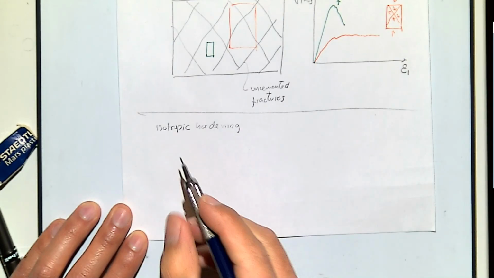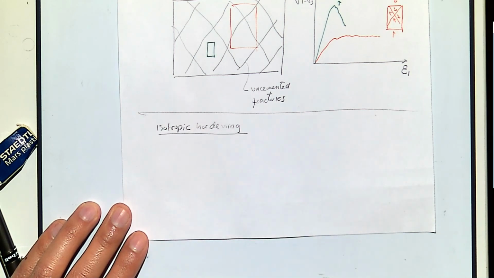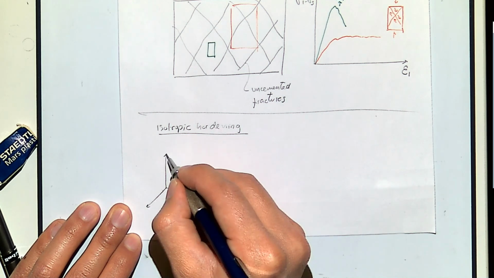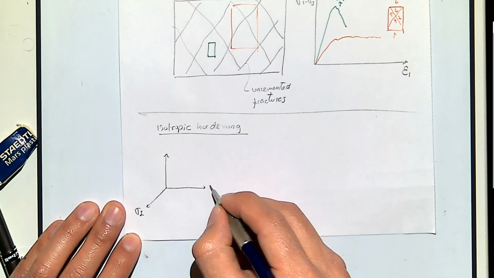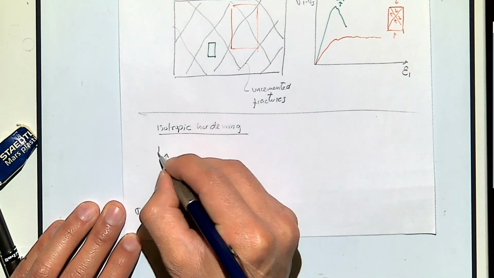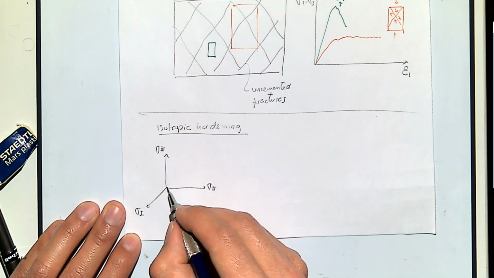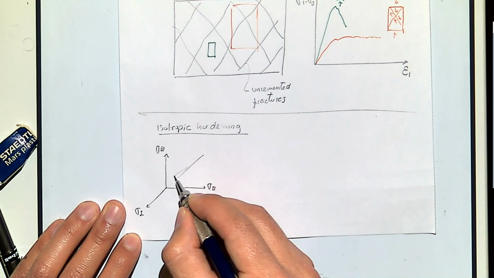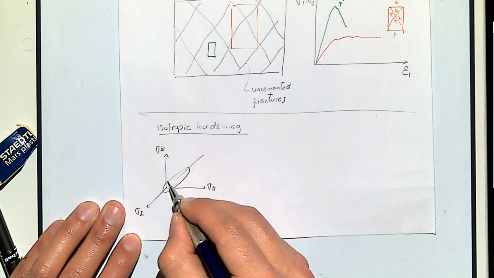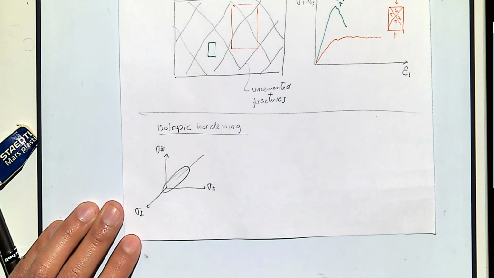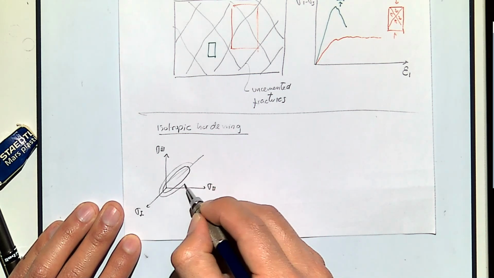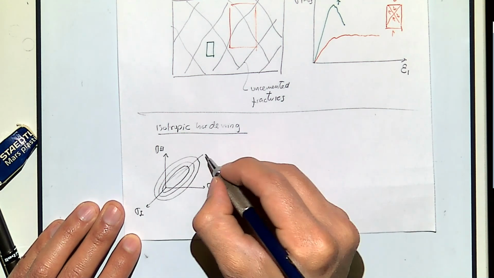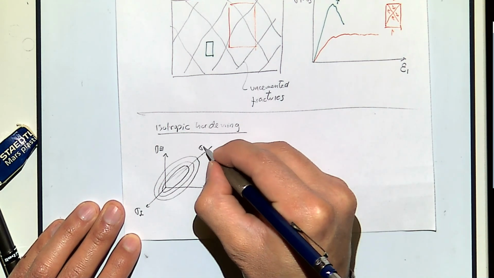And isotropic hardening would mean that in our principal stress space, if this is the isotropic axis and this is my, say, my yield surface, that always the yield surface grows symmetrically around the isotropic axis.